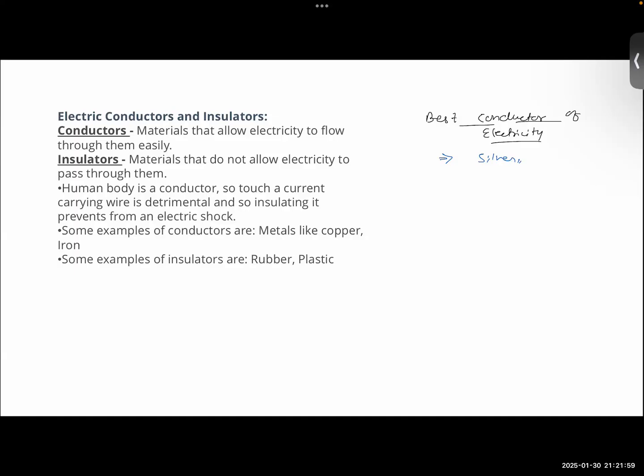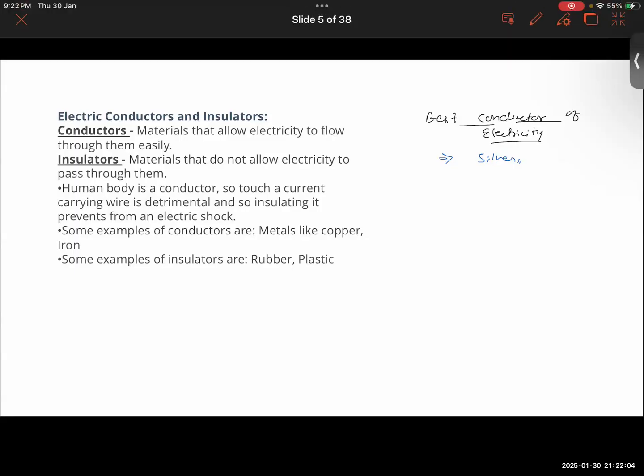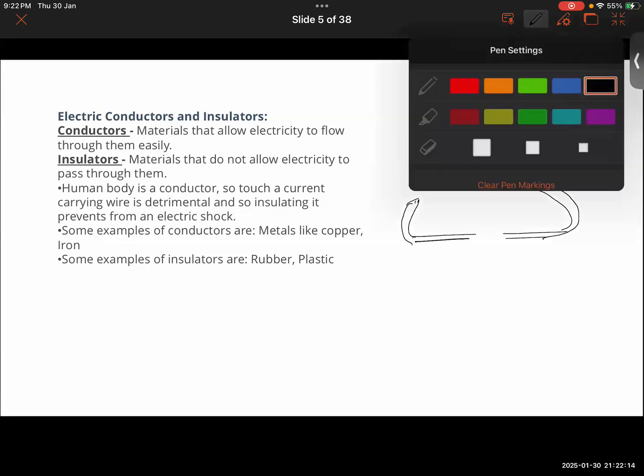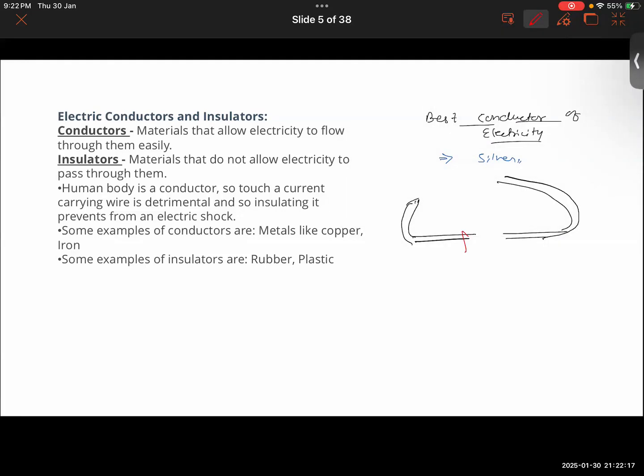Getting it? So one should never try this. Suppose these are the two wires in which current is flowing, and if someone were to hold these two wires in their hand, the person is obviously going to get electrocuted. Getting it or not? The person will get electrocuted because our body is a good conductor of electricity.